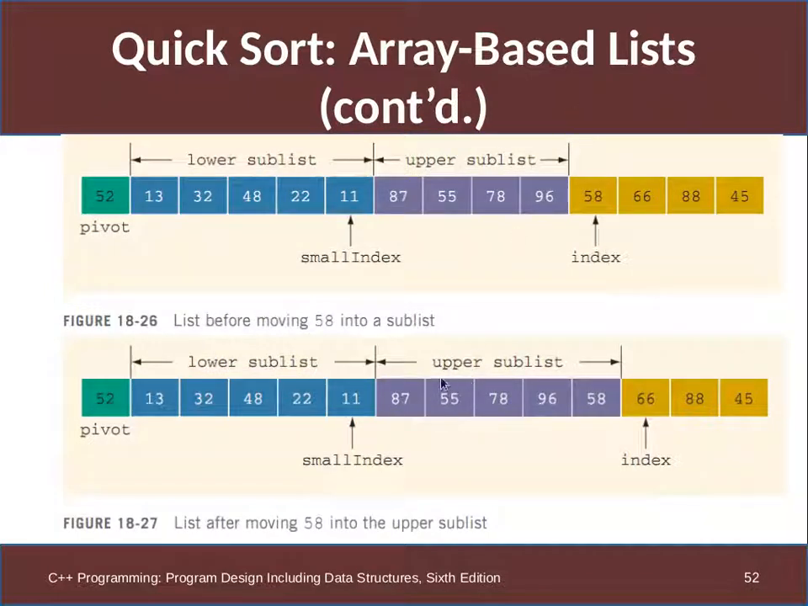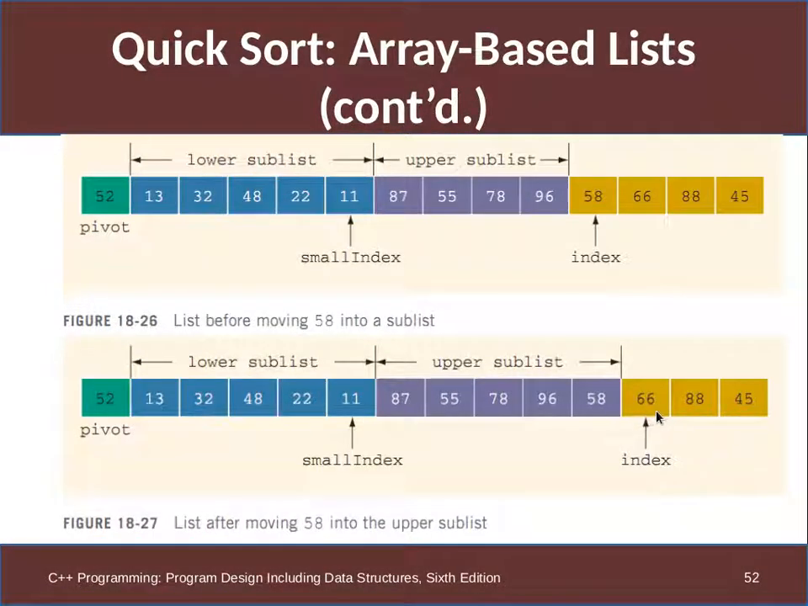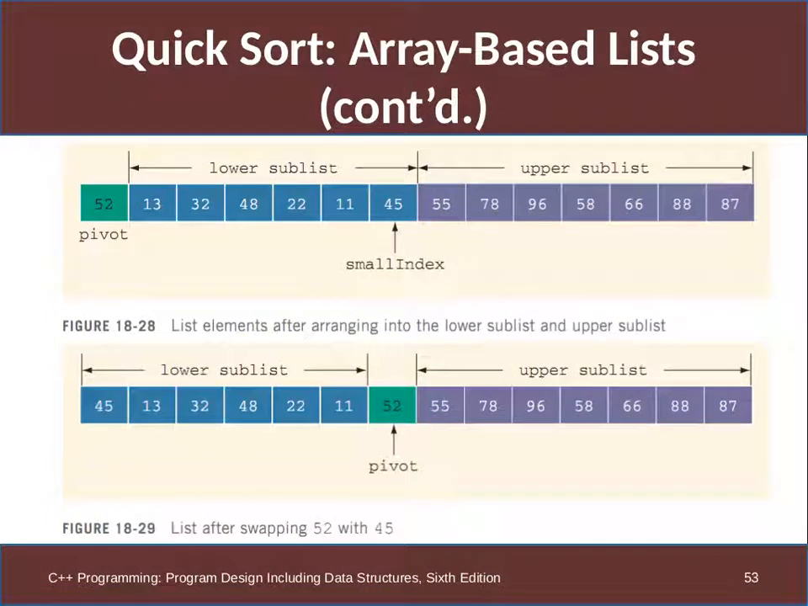So 58, of course, being bigger, so they just keep on incrementing. And then if you actually look at this, they would increment 66 and 88. But what would happen when they hit the 45? You have to swap it with the 87. That's the 87, and there's the 45. And then the last thing is they swap the small index and the pivot.